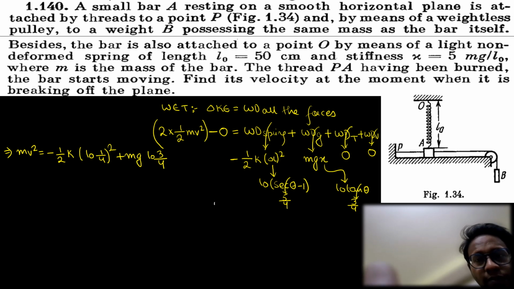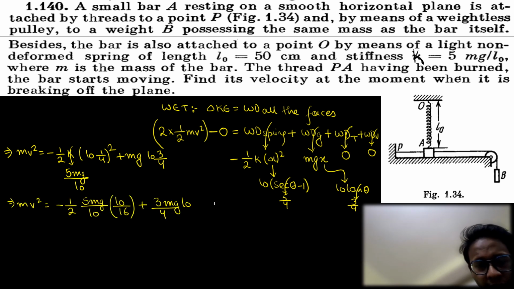Now when you solve this one, one more thing, we have to replace this k by 5 mg by L naught. 5 mg by L naught is given in the question. So out here when we solve this one, we'll get minus half into 5 by L naught into mg into L naught square by 16, plus 3 mg L naught by 4. Now let me cancel out the m. So I can take m common and cancel it out.